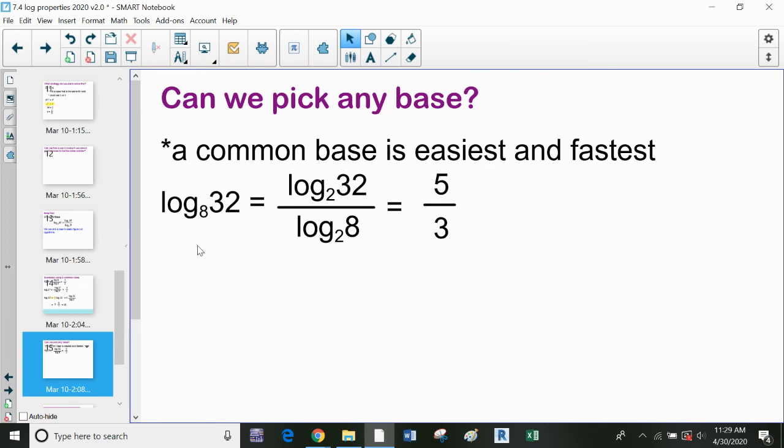Again, we both know we've just done some examples with this. I did one with an 8 and a 32 in the previous slide. So we know that 2 is a common base for both of those. So let's take log base 2 of 32 and put that over log base 2 of 8.